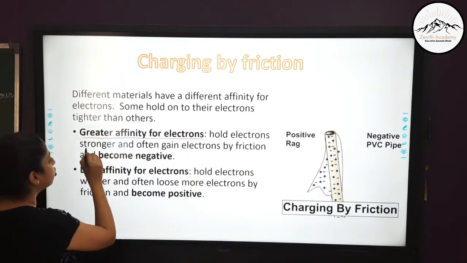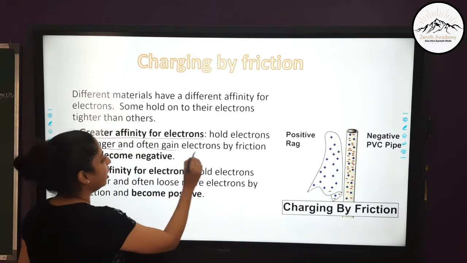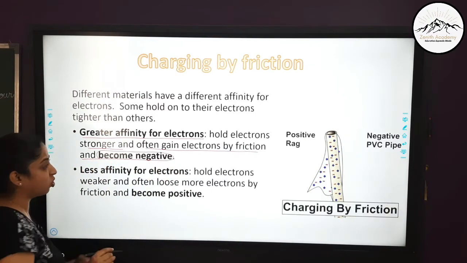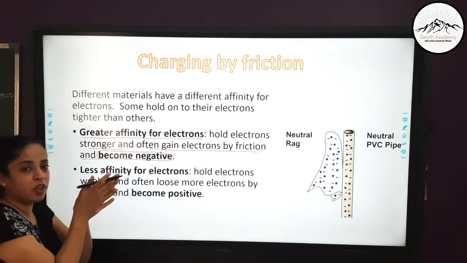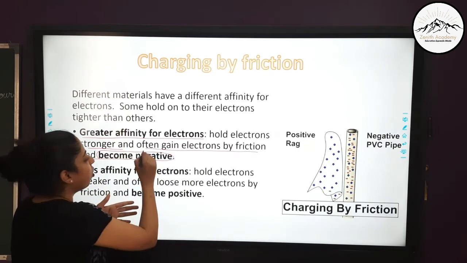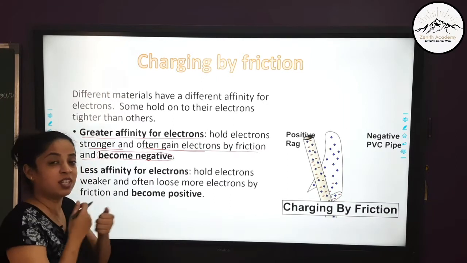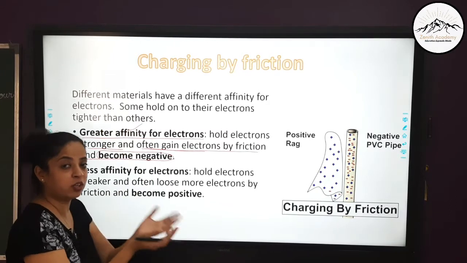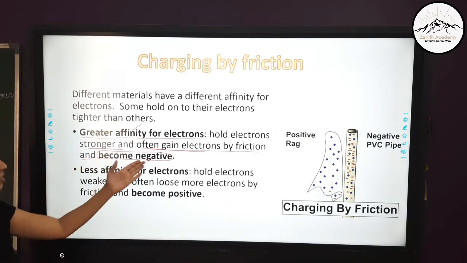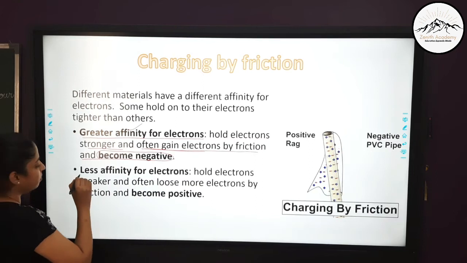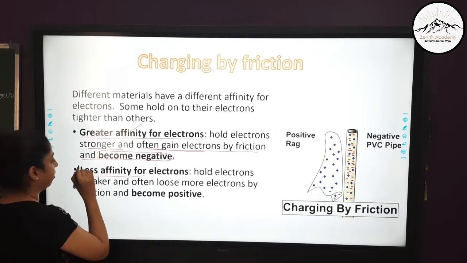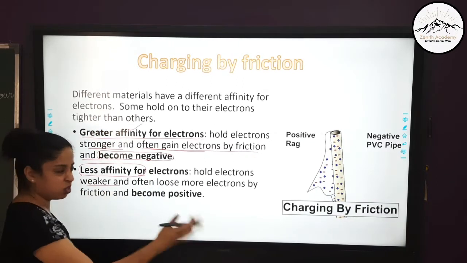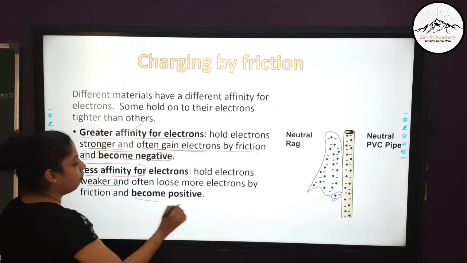They hold the electrons stronger and often gain electrons by friction and become negative. So since they love the electrons, they are holding them very tight. So when you rub it with something, okay, it often gains electrons. It will never lose them because they love the electrons so much. They have greater affinity for electrons, so they will never lose electrons, they will gain electrons, and hence they will become negative. Now some substances have less affinity for electrons. They hold the electrons weaker and often lose electrons by friction and become positive.